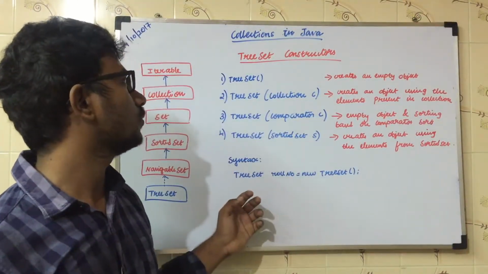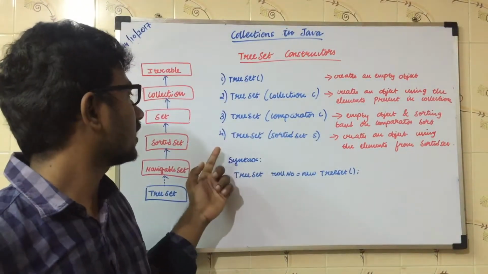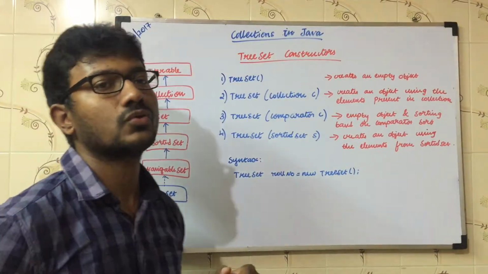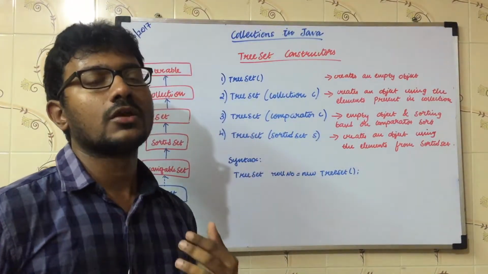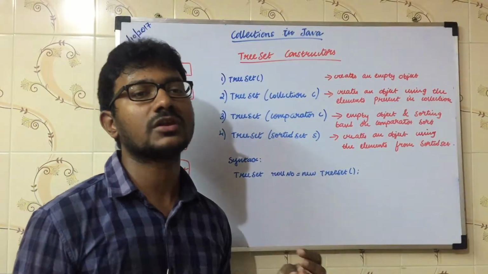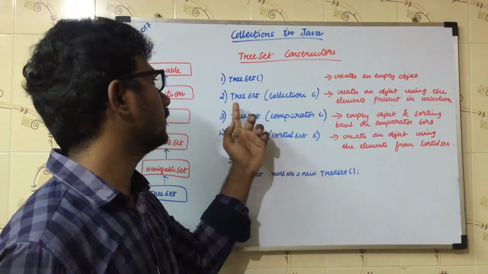Now we are going to see the tree set constructors. There are 4 constructors available in the tree set. The first one is the tree set empty constructor. It creates an empty object. If you add elements to that object, the object would be sorted in ascending order. This is the default sorting order. And the second one, tree set collection.